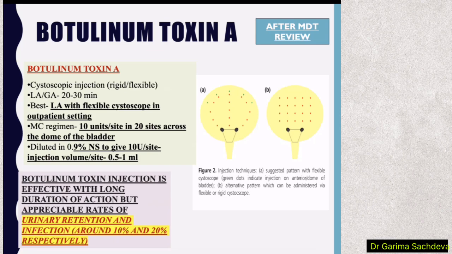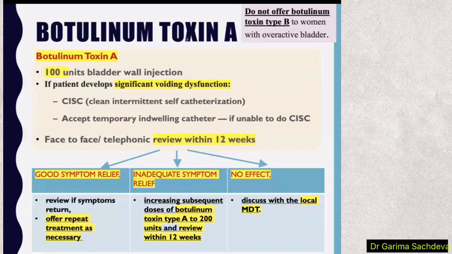So you give botulinum toxin A. In some questions they also give botulinum toxin B, but this is not useful for overactive bladder. Only A, you have to remember this also. And you give 100 units into the bladder. This 100 units you have to remember; the previous dose is not that important.